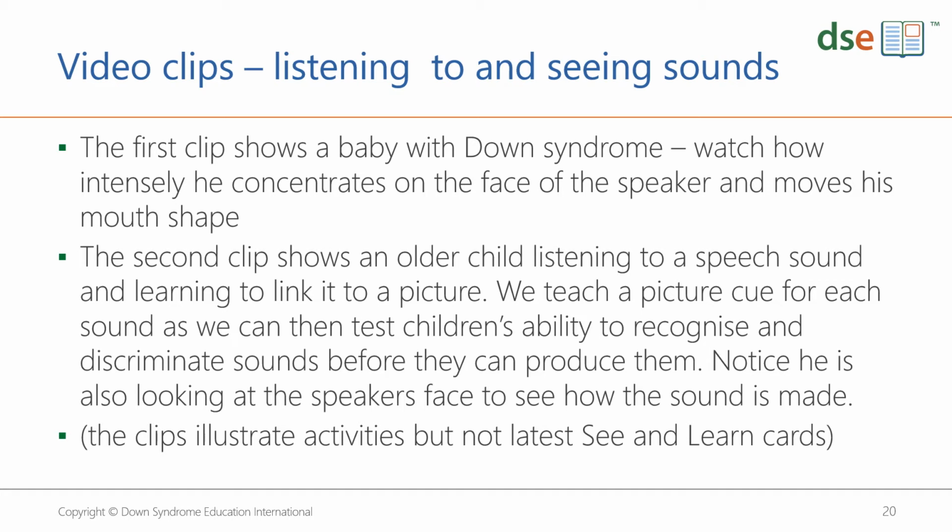they look and listen. The second clip shows an older child listening to a speech sound and learning to link it to the picture. I've mentioned already we teach the picture cue, and you can see that happening, and that cue is to allow us to test their discrimination. You also notice he is also looking up at the speaker's face to see how the sound's made.